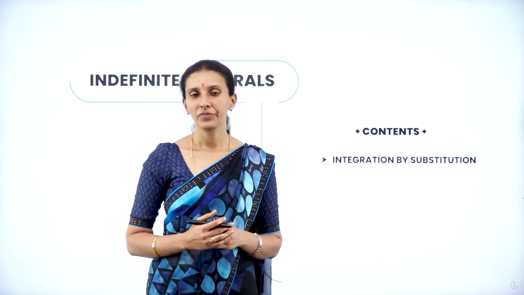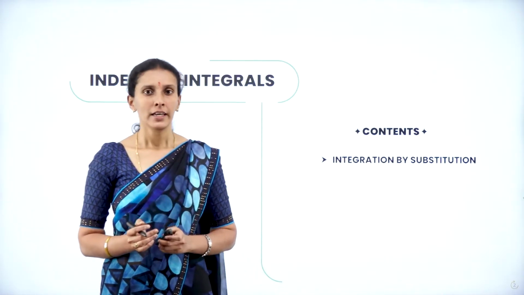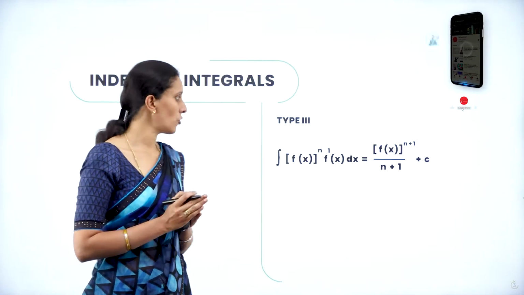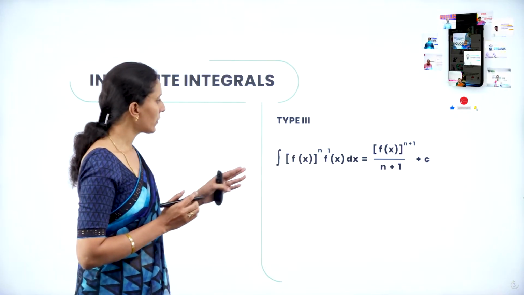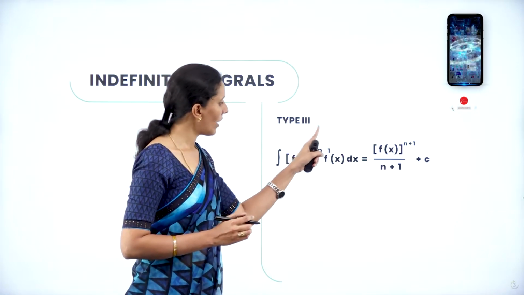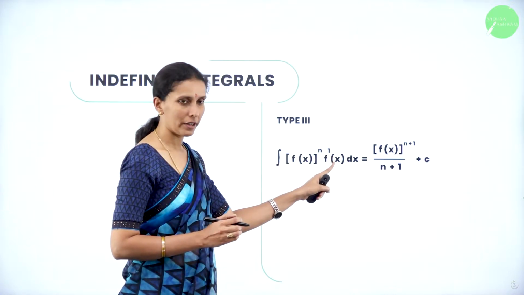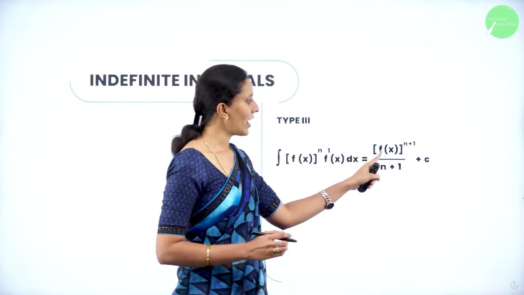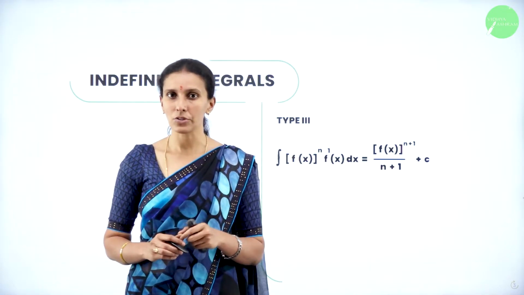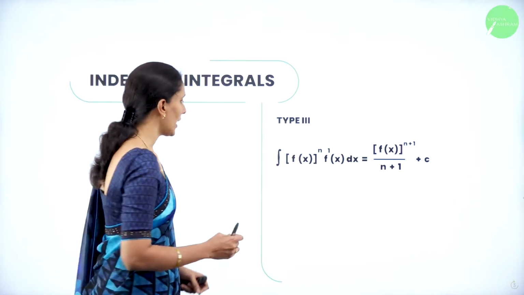So in the last session, we have discussed integration by substitution of the type 2. Here in this session, we are going to learn the same integration by substitution of type 3. So here you can see you have a function with some index or power and you have its derivative also. Whenever a function along with its derivative is in this form, you can write the function in the form of f of x to the power n plus 1 divided by n plus 1 plus c, where c is the integration constant. Let me take an example.